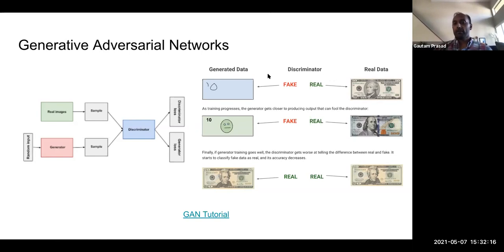So here's an example. On the right are two columns. On the left is the generated data, and on the right is the real data. And our goal here is we want to come up with an algorithm or a neural network that can generate money that looks real. And the way we would do it is we first have our generator create some random image that it tries to make look like money. And so on the first row, that's the generator algorithm's representation of a $10 bill. And on the right is the actual $10 bill.